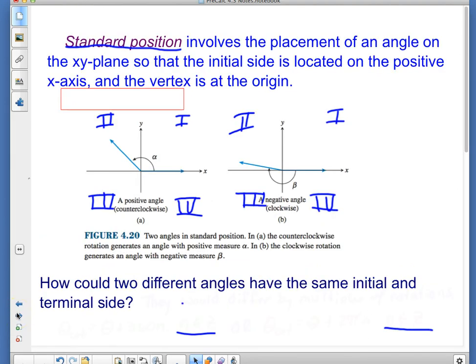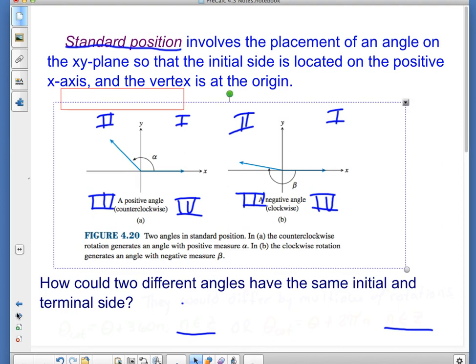And so standard position involves the placement of an angle on the XY plane so that the initial side is located on the positive x-axis and the vertex is at the origin. And I have my counterclockwise, 1, 2, 3, 4. That's really the big thing. That's why our standard position going counterclockwise positive is the way we number the quadrants.